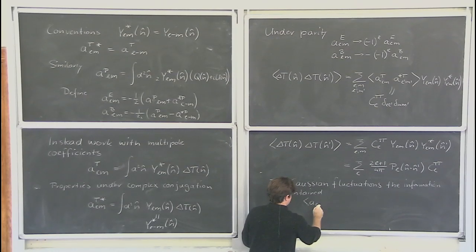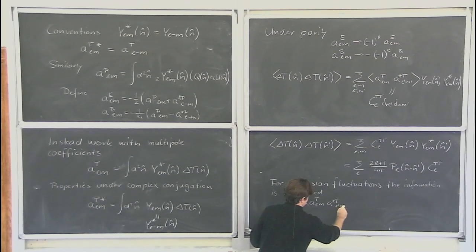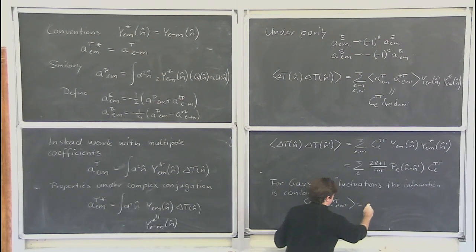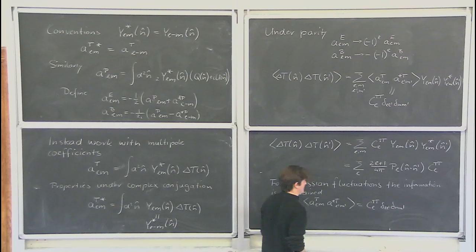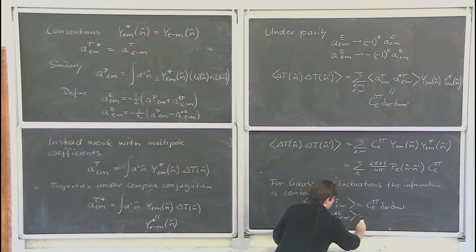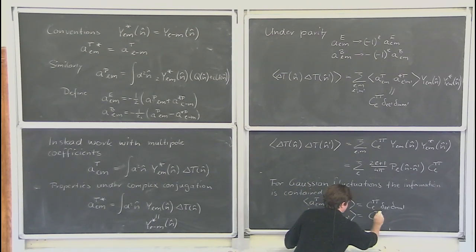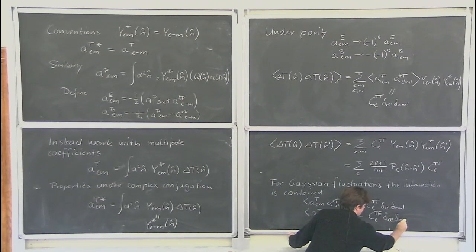So these are A_T_LM, A star T_L prime M prime, the ensemble average. This one we were calling C_L^TT, delta LL prime, delta MM prime. And then similarly, you can do it for the various other spectra. So there's A_T_LM, A star E_L prime M prime. This is equal to C_L, this is called the TE cross spectrum, delta LL prime, delta MM prime.